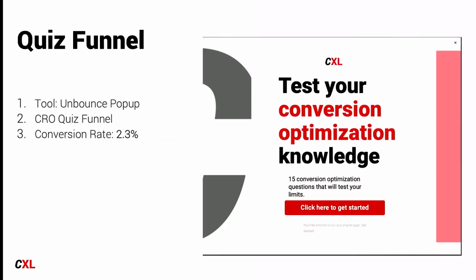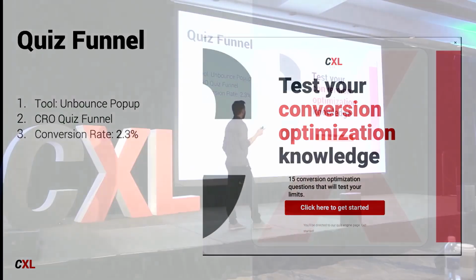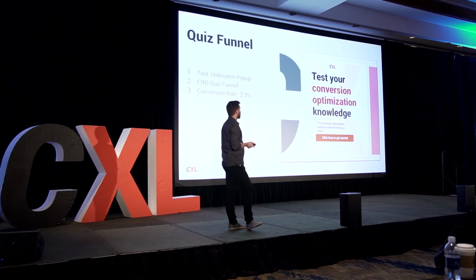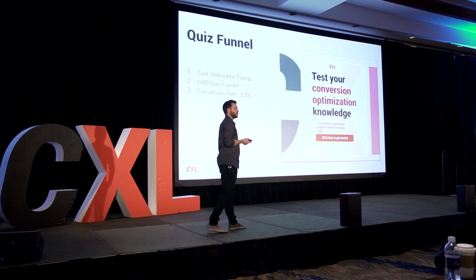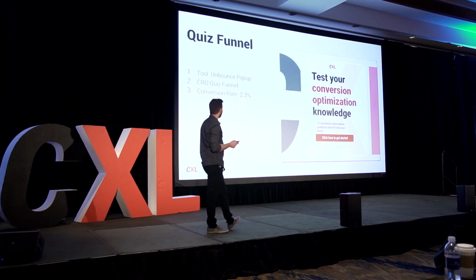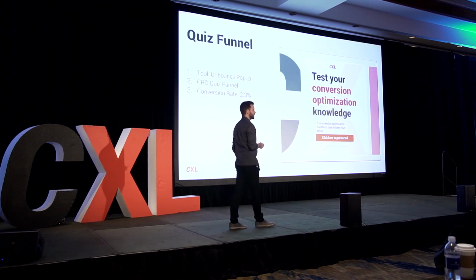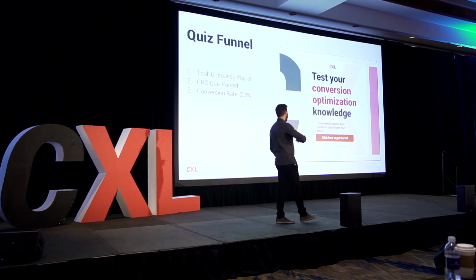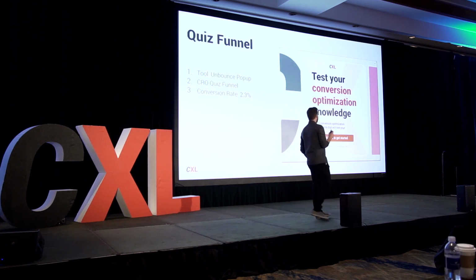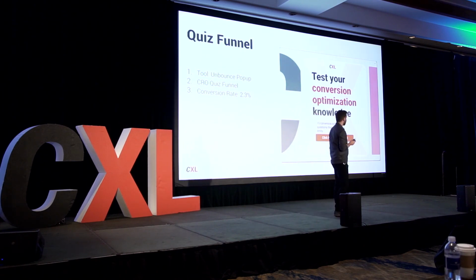And then the next one was just thinking outside the box completely. So instead of more standard lead magnet type of stuff, this is the quiz funnel. So you get to answer a bunch of questions about conversion optimization and figure out how good of an optimizer you are. And the average conversion rate for this was 2.3%. So once again, we're getting to like 4 times as much as the original conversion rate just by tweaking different things, different tactics, different tools, different offers, different designs. And it was pretty successful.